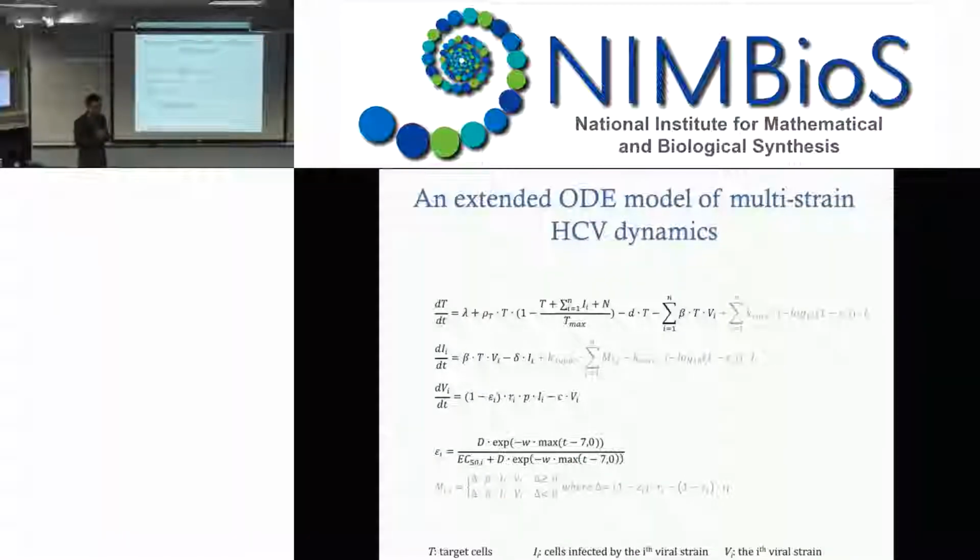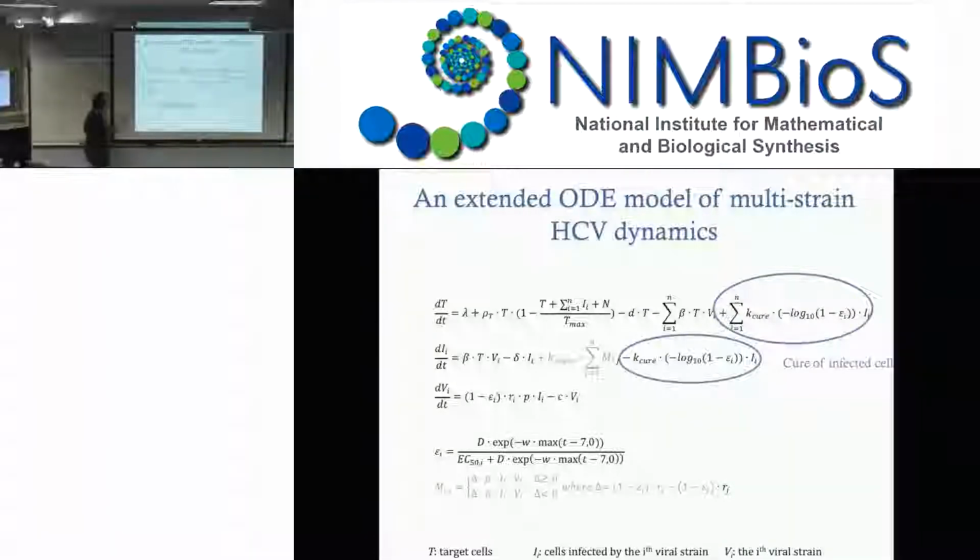So we incorporate these two mechanisms into this ODE model in a very simplistic way. We tried to come up with the simplest model we could think of for incorporating cure and superinfection. What we did here is assume an infected cell can become a target cell again under treatment. This is the rate of cure, where the infected cell becomes a target cell again. And this rate is drug efficacy dependent. The more efficacious the drug, the higher the rate of cure.